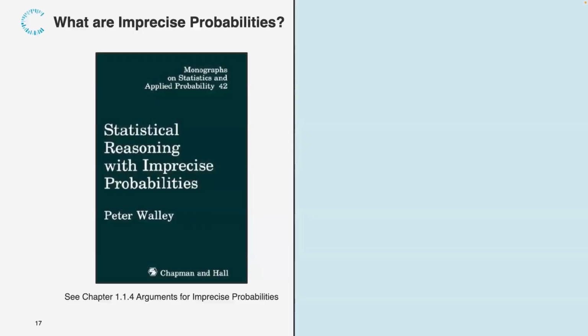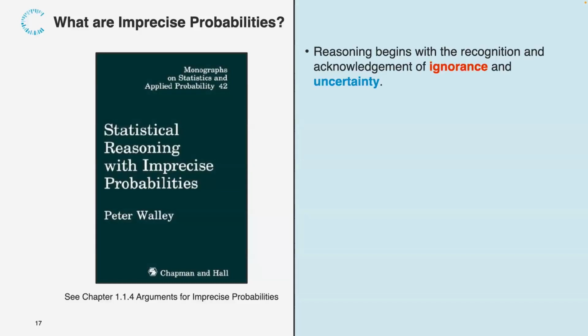So what exactly are imprecise probabilities? From the perspective that reasoning should start with recognition and acknowledgement of ignorance and uncertainty. You can see that I have highlighted these two words very differently because, from my perspective, ignorance is something that you don't know, but uncertainty is something where you know that something is uncertain. So philosophically, they are different, and you will need different tools to handle them as well.